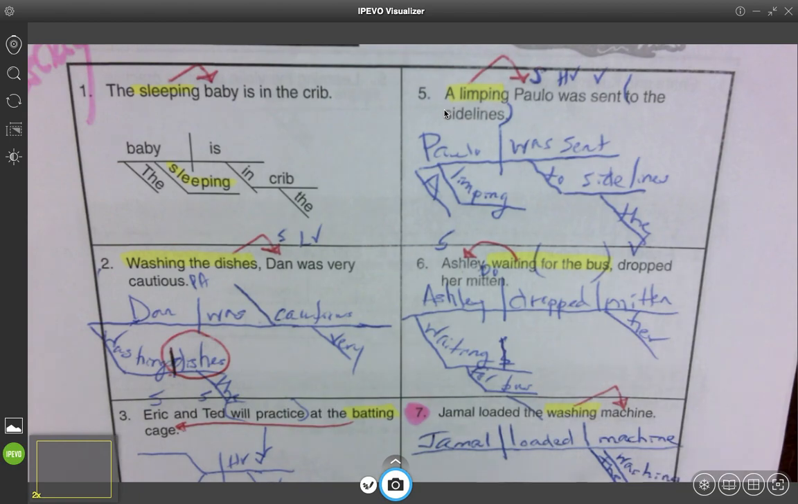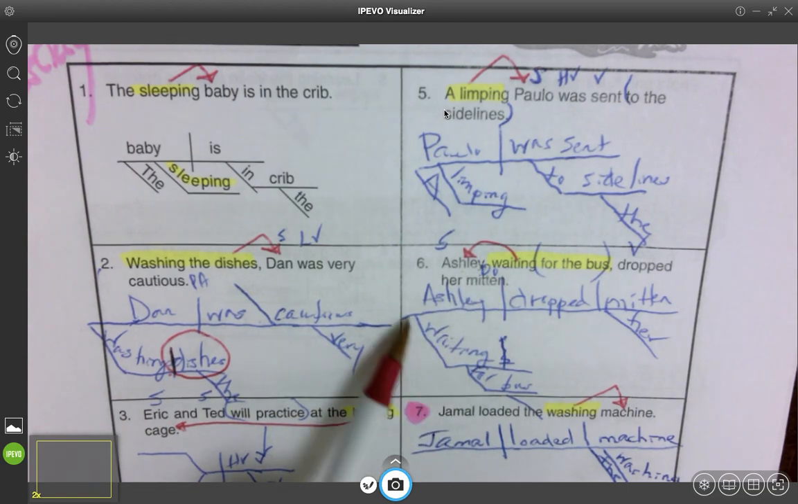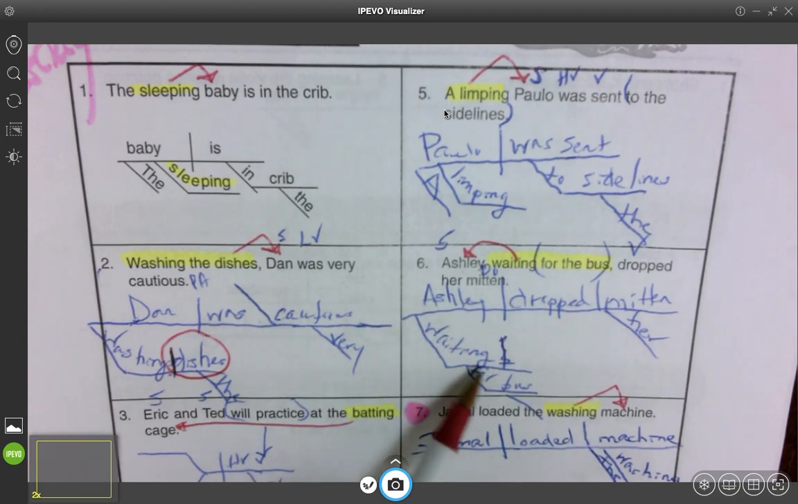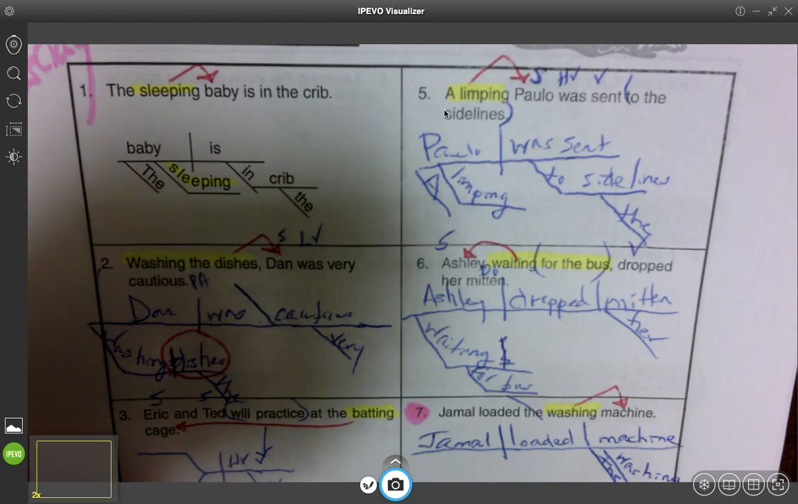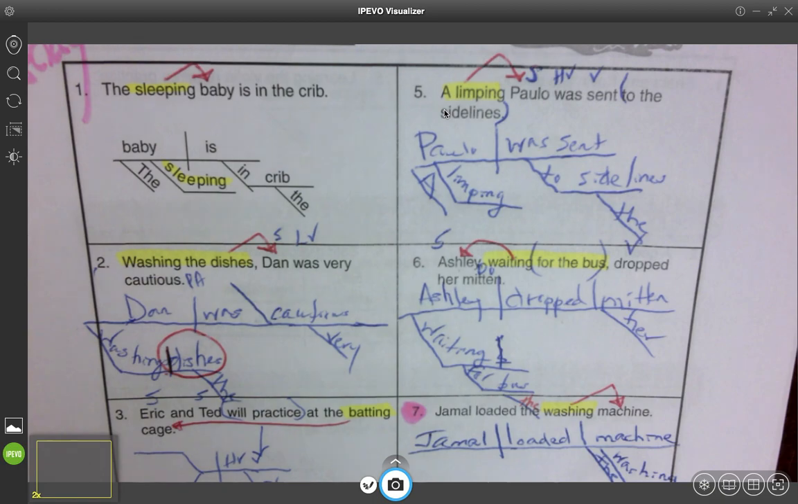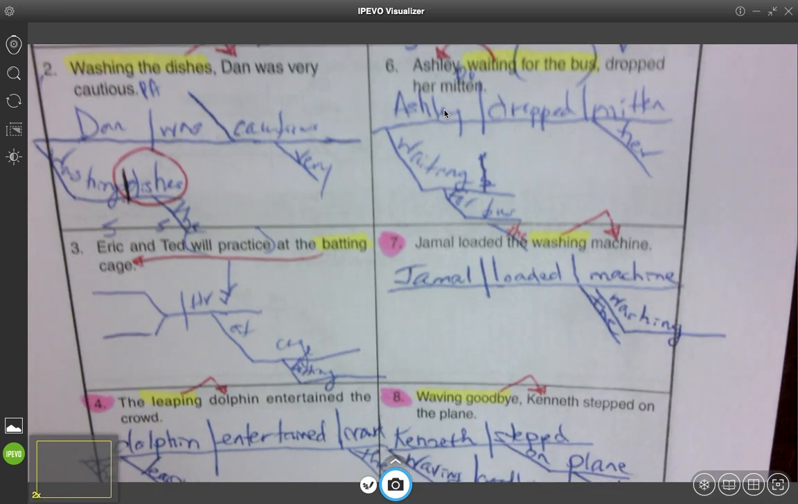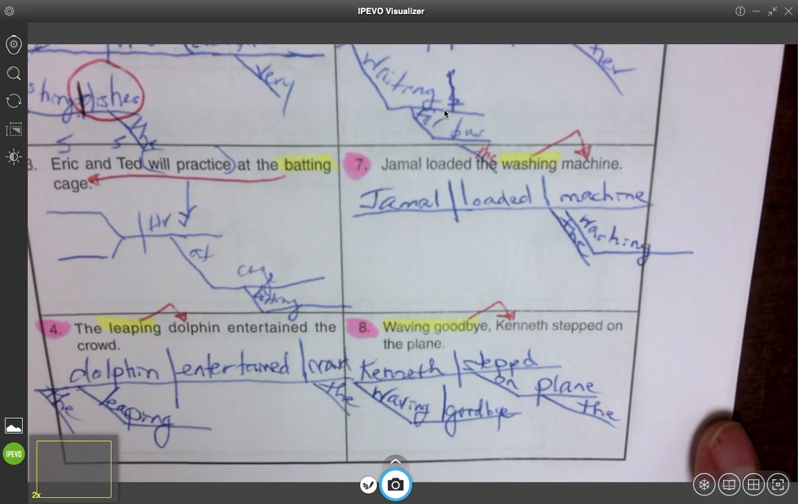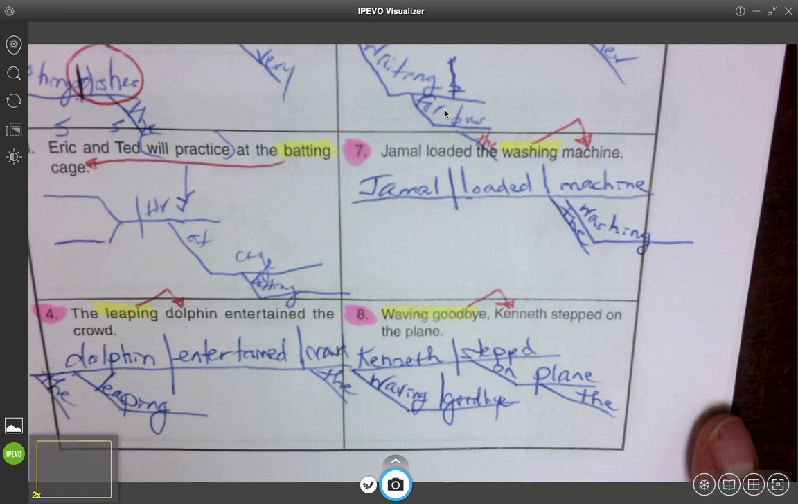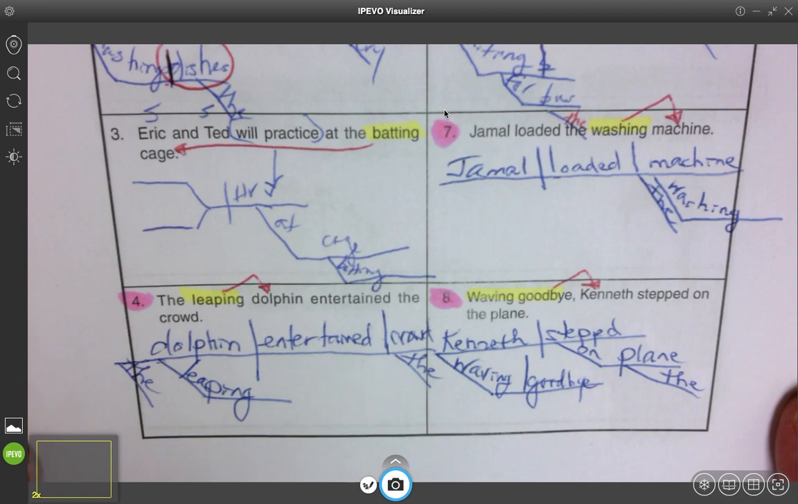As we mentioned, there is also another pattern where it's in between the subject, Ashley, and the verb, dropped. Ashley dropped her mitten, and then waiting for the bus. This is the participle waiting. And then there is a prepositional phrase as part of the participle phrase, waiting for the bus. As we review these sentences, we want to be remembering what is the noun that it modifies, and then place it in the proper spot underneath the sentence line.